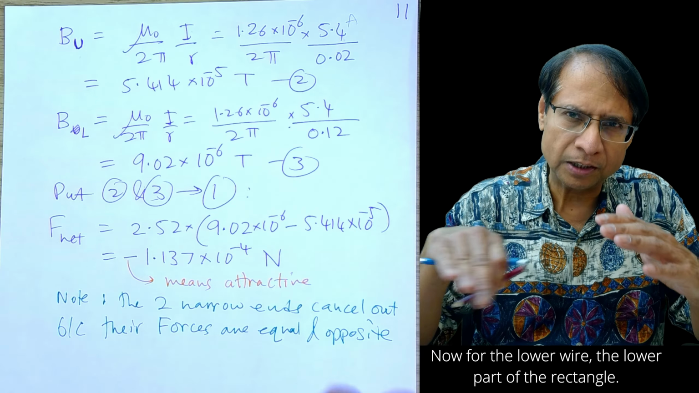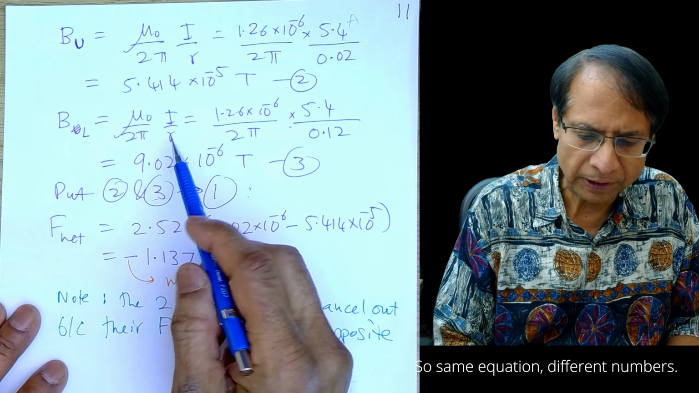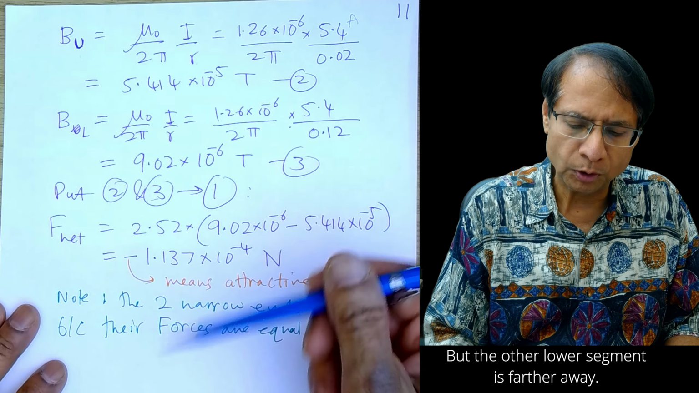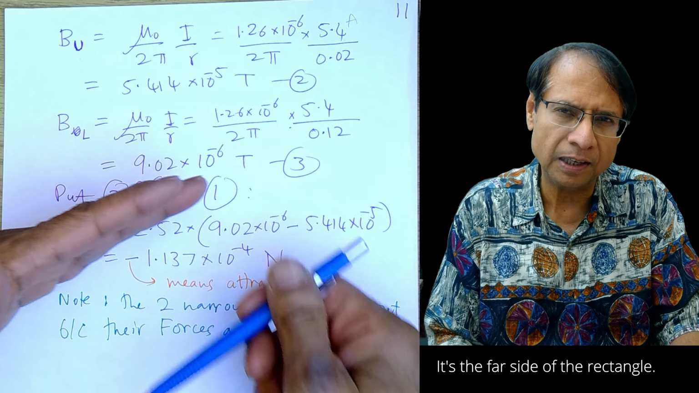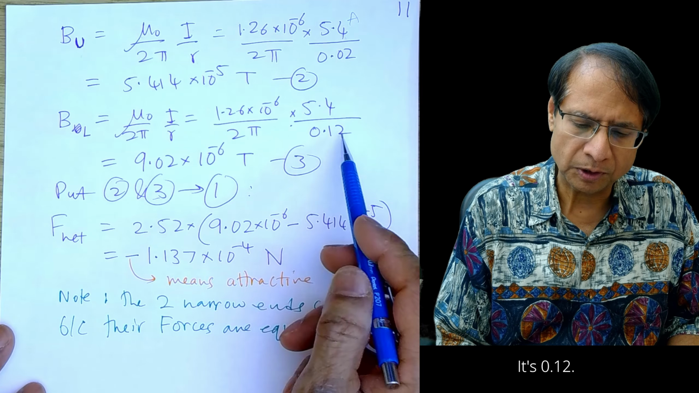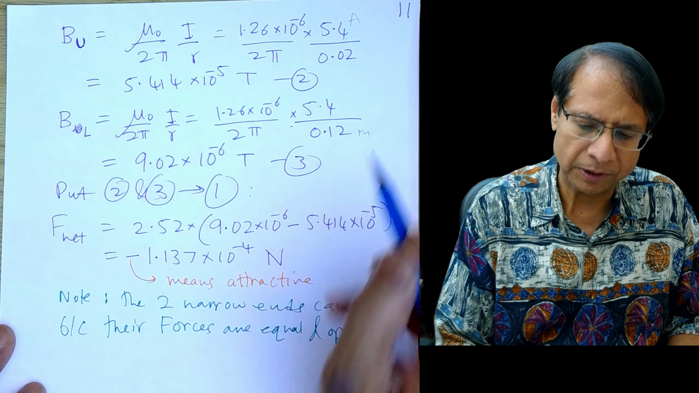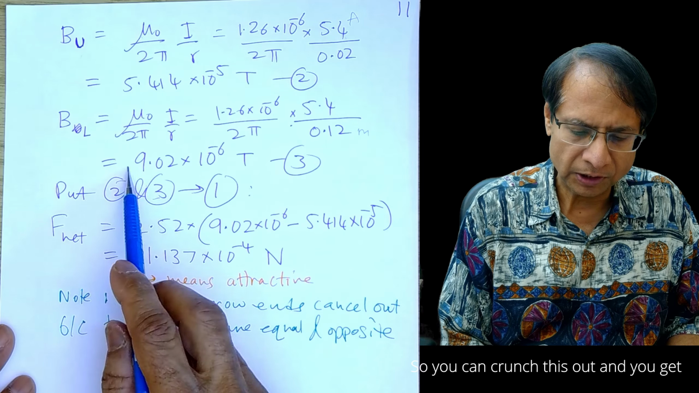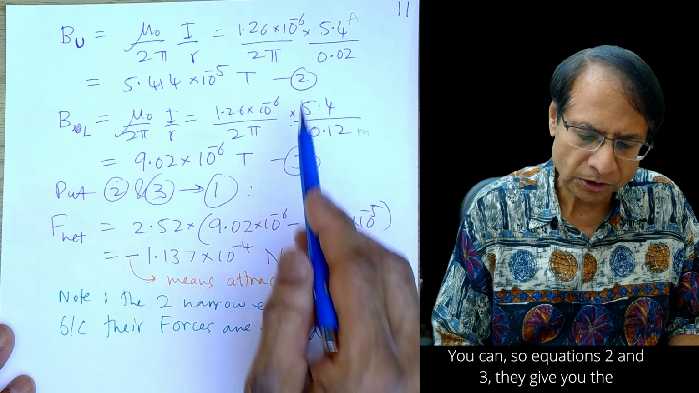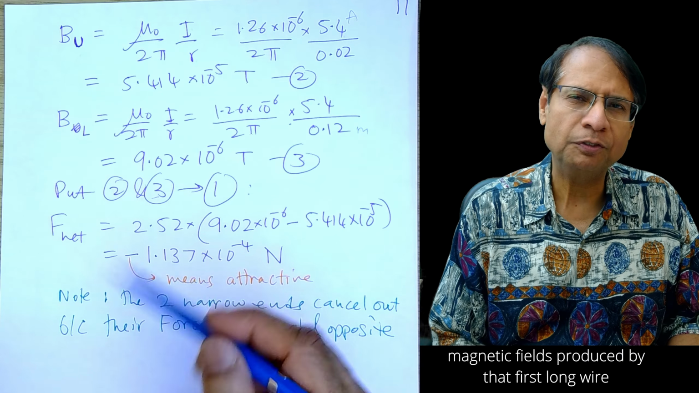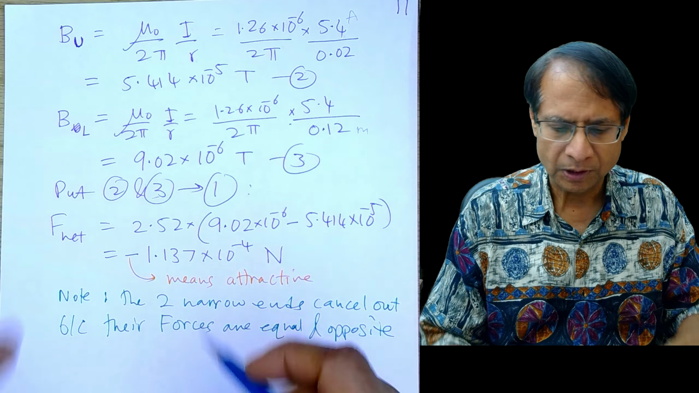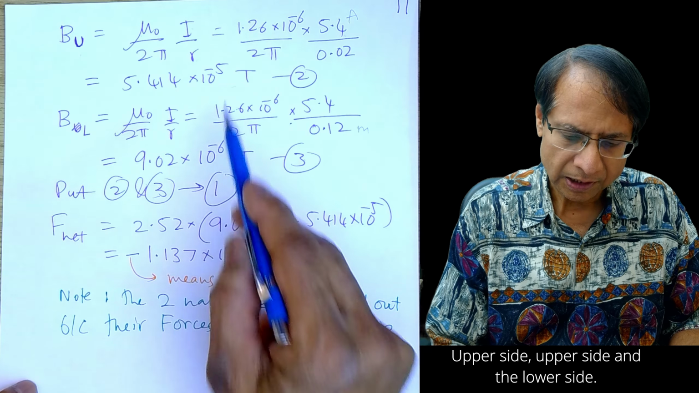Now for the lower wire, the lower part of the rectangle. Same equation, different numbers. The current is the same, but that lower segment is farther away, the far side of the rectangle. That's 12 centimeters away. Expressed in meters, it is 0.12. You can crunch this out and you get about 9 times 10 to the minus 6 Tesla. So equations 2 and 3 give you the magnetic fields produced by that first long wire at the two sides of the rectangle, the upper side and the lower side.